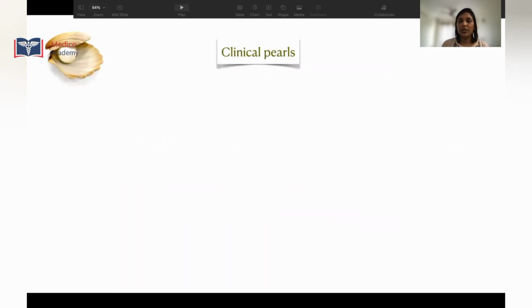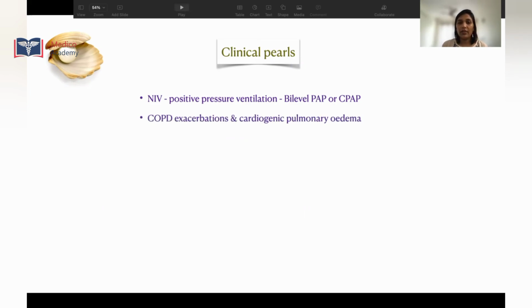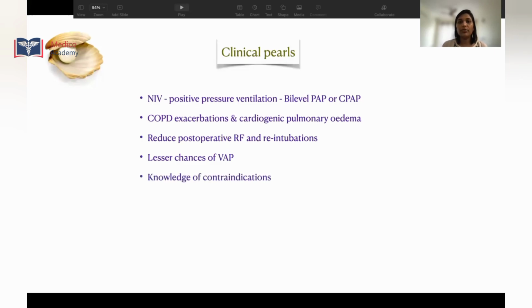So now the clinical pearls, I'll just sum up the points that we discussed. Non-invasive ventilation is a kind of modality of ventilation in which positive pressure is delivered using bi-level positive airway pressure or CPAP, which is a single level positive airway pressure ventilation. The strong recommendations for using NIV are acute severe exacerbations of COPD with respiratory acidosis and respiratory failure due to cardiogenic pulmonary edema. NIV is also useful in reducing post-operative respiratory failure, and it's been found to be good in preventing reintubations. Also, there are fewer chances of ventilator-associated pneumonia or nosocomial pneumonia when we use non-invasive ventilation because we do not use invasive airway devices. A thorough knowledge of the contraindications of NIV is a must before starting a patient on non-invasive ventilation.